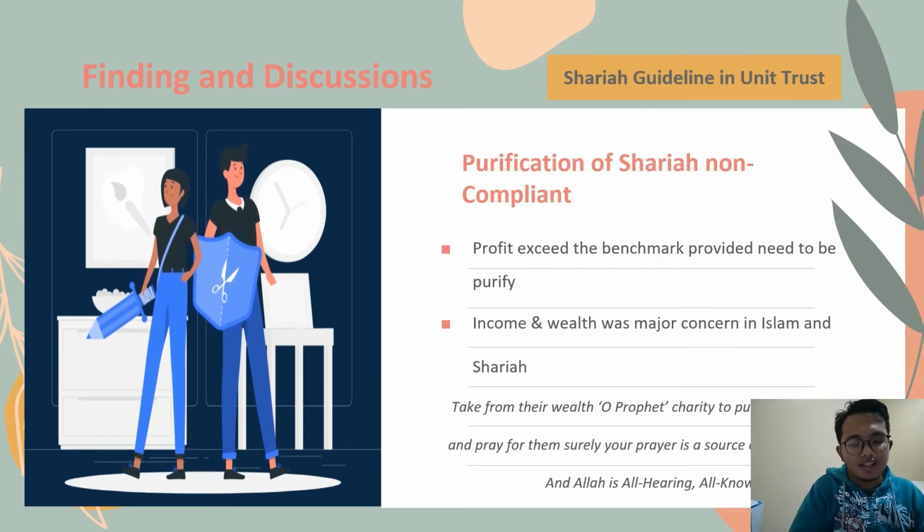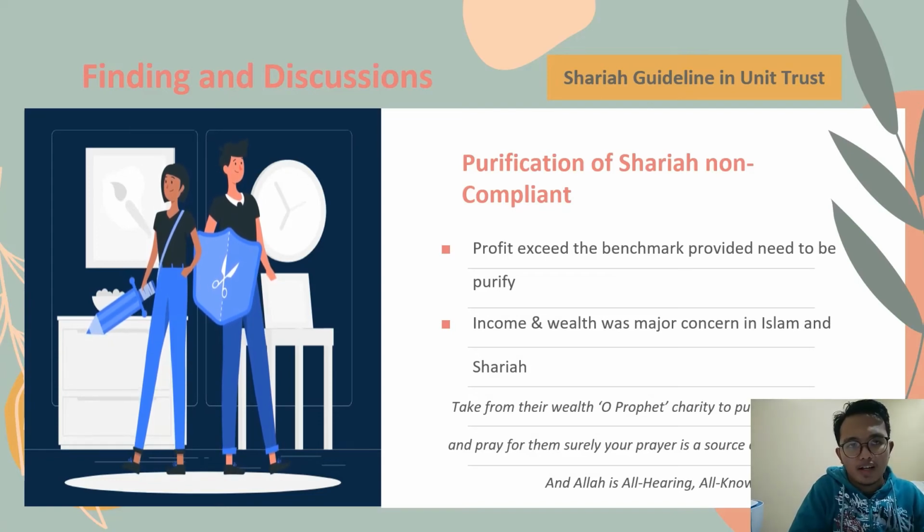The last one is the purification of Shariah non-compliant profit. The company that manages the unit trust needs to ensure they follow the guideline provided by the Shariah Advisory Council of the Securities Commission, and also the guideline provided by their internal Shariah advisor. There are three types of benchmark provided by the Shariah Advisory Council: the 5% benchmark, the 20% benchmark, and the 33% benchmark. If the profit gained exceeds the benchmark provided, it needs to be purified.